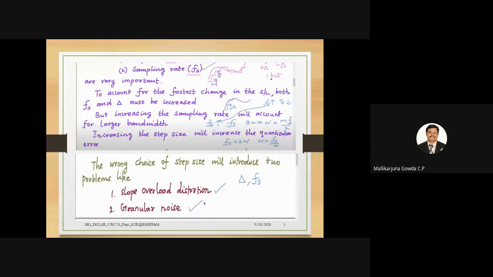But I said if I increase the sampling frequency, what is the problem? The problem is that I need to spare more bandwidth. If I increase the step size, what is the problem? The problem is the quantization error. So that is why the choice of step size leads to the two errors I mentioned: slope overload distortion and granular noise. So selection of step size and sampling frequency are important here.